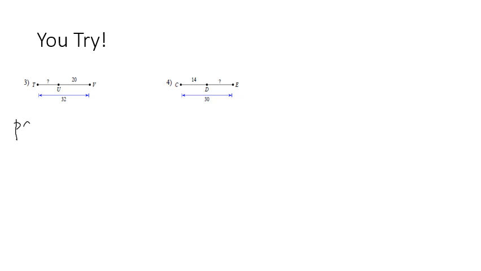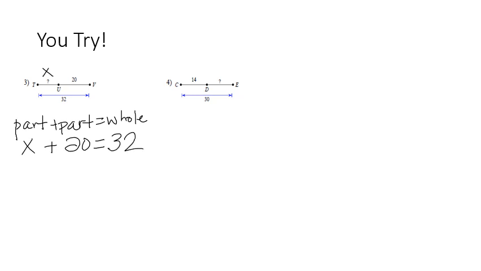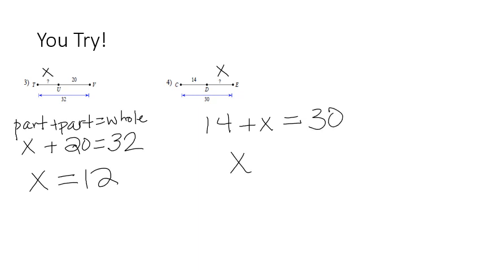So if I do part plus part equals whole, and make that part X, that part 20, and that whole 32, I could either solve this by hand or put it into the Desmos calculator and get X is 12. And here, I would make that my X. And X is 16.